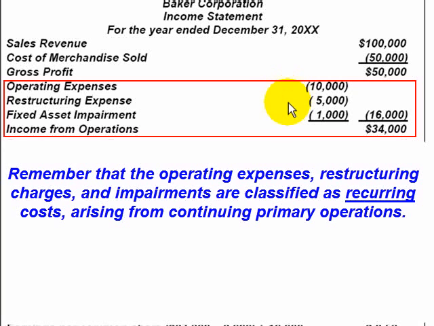But if we have restructuring charges and fixed asset impairments to report, they're combined with the operating expenses, and we then subtract the total amount to get income from operations. Income from operations has an obvious meaning. This is what the company was able to earn from its ordinary, ongoing central operations.